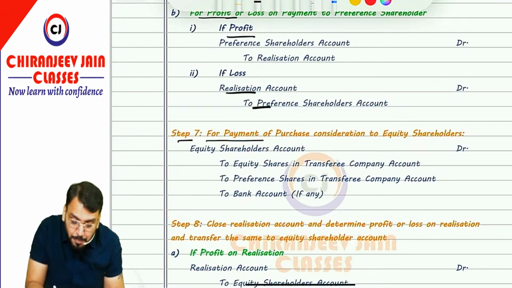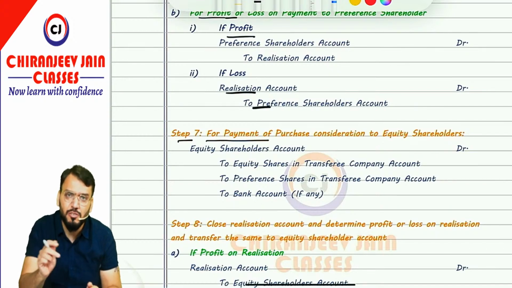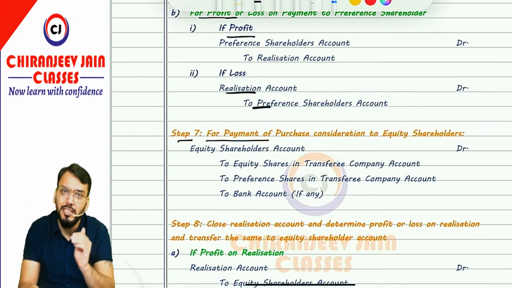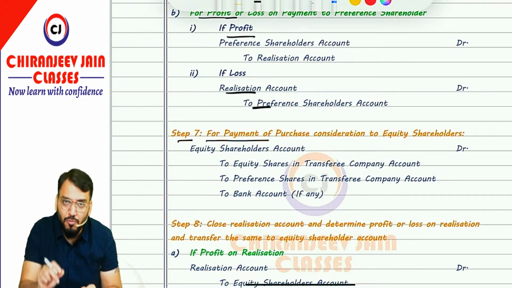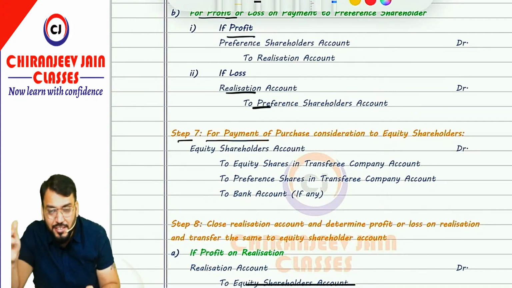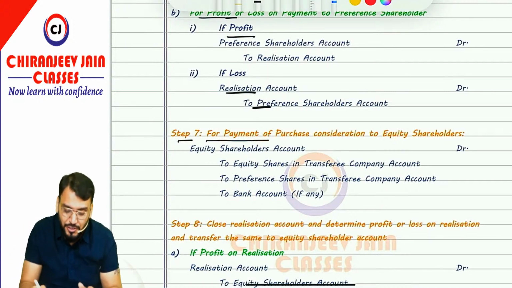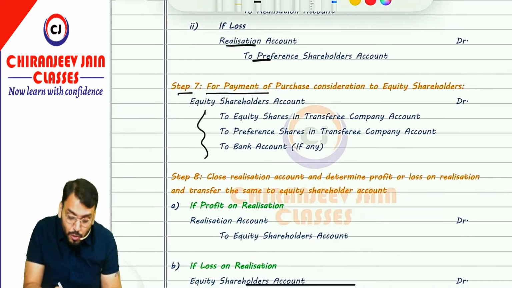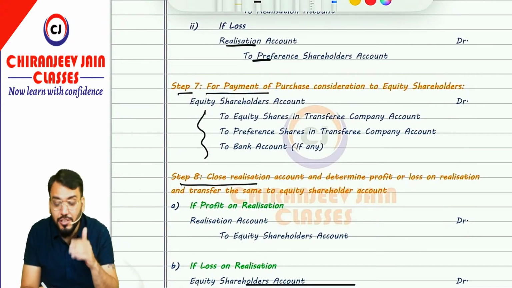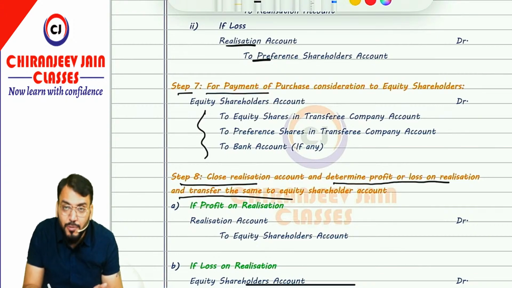Now we'll do payment of PC to equity shareholders. As per the working note of PC, means whatever is paid to equity shareholders as per the information given in the question. Equity shareholders account debit to cash or bank, to equity shares in transfer company, or to preference shares in transfer company, or to debentures in transfer company, as per the information given in the question. Whatever is given, that we write down. Correct? Understood? Then we'll close the realization account and determine profit or loss on realization and transfer the same to the equity shareholders account.